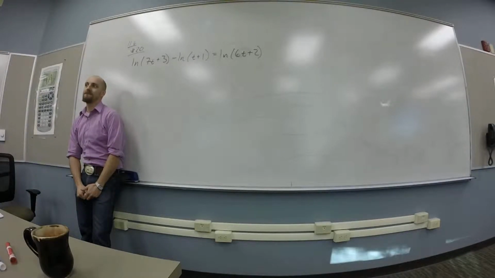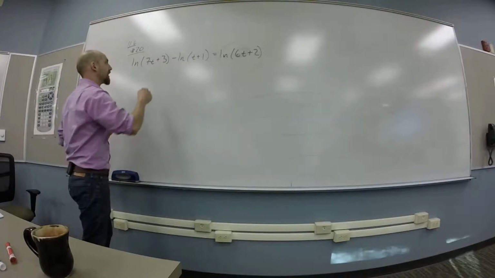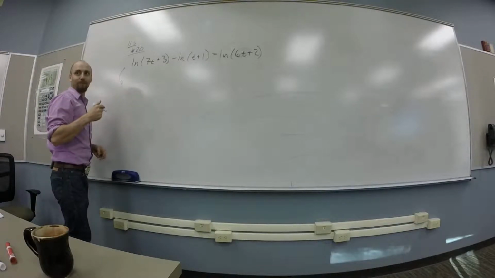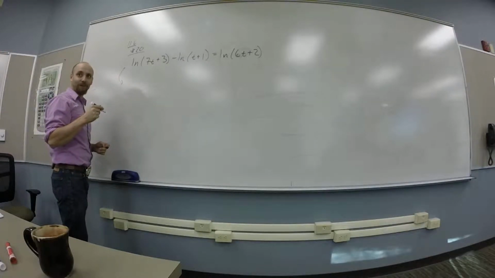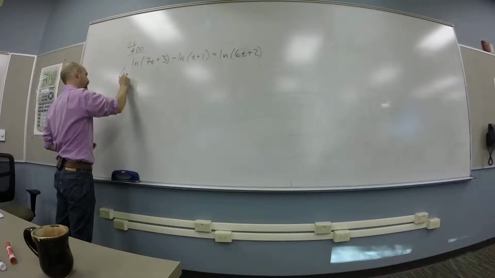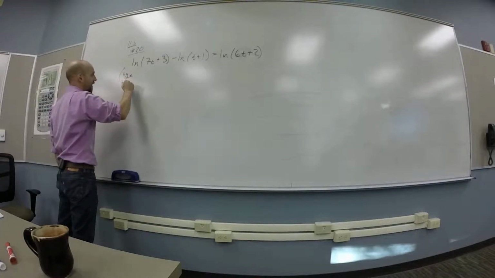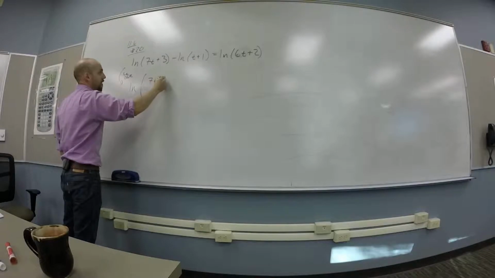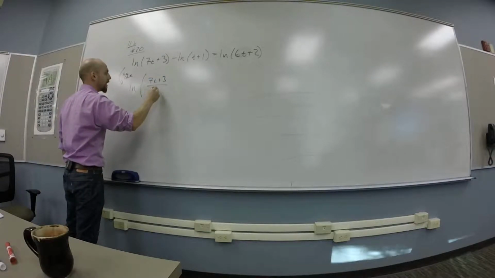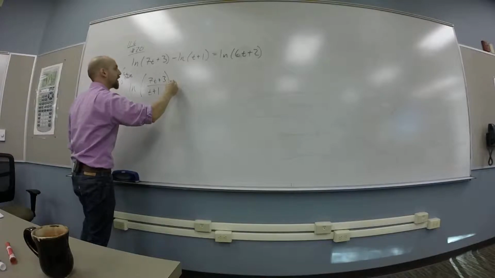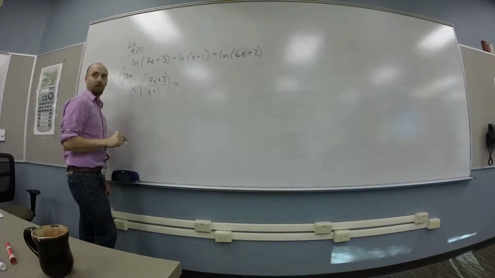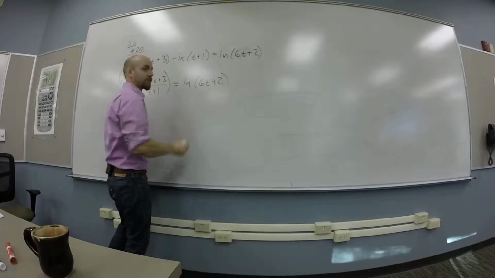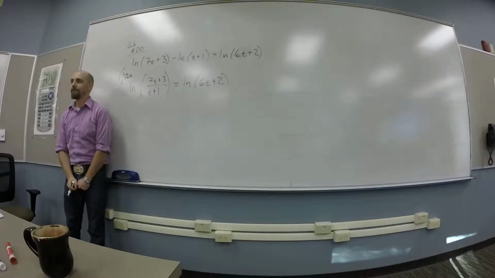Combine the logs on the left side. Okay, so we could stick these two together using the division, subtraction log rule, right? Yeah. So we get ln of (7t plus 3) over (t plus 1), and that's supposed to equal the other stuff, ln of 6t plus 2. Then what? Just get rid of the logs.